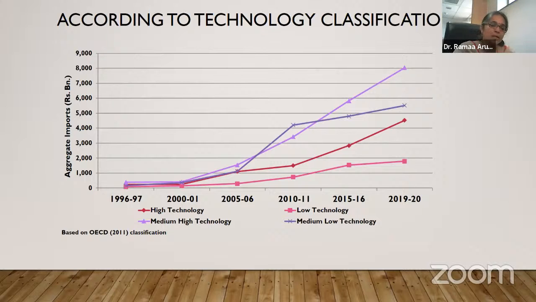The graph shows that the increase in the imports was mostly, or very steeply, increasing in the medium high technology and the medium low technology industries, and also the high technology. So the composition was more towards the medium high technology industries. So this is just to have a flavor of the technology based goods that we were importing.